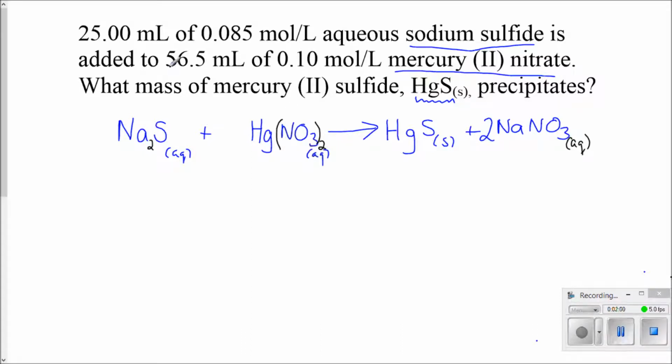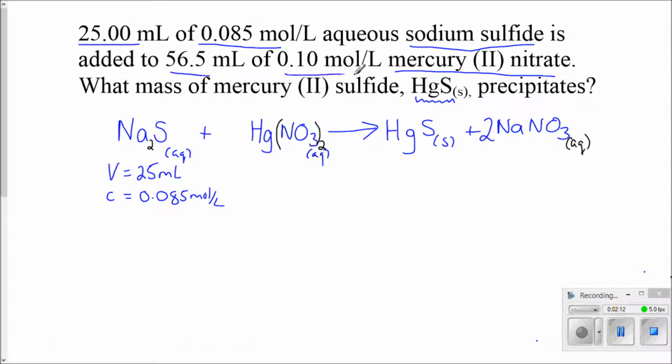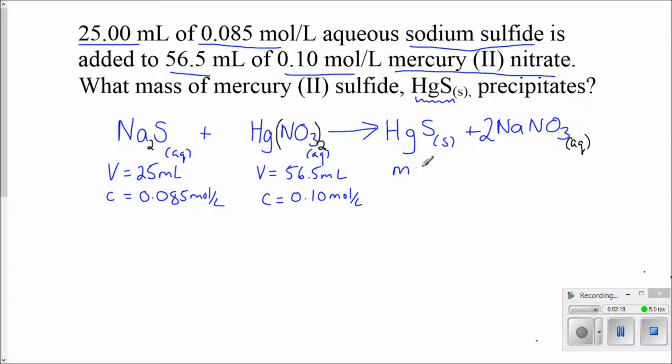We write the information below our chemicals that relate to the chemicals. So this information here relates to sodium sulfide, so I'm going to write that below sodium sulfide. This information here relates to mercury 2 nitrate. Let's write that below there as well. It appears we want to find the mass of the precipitate here.